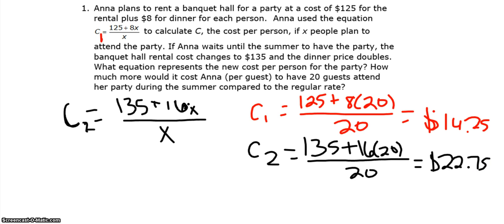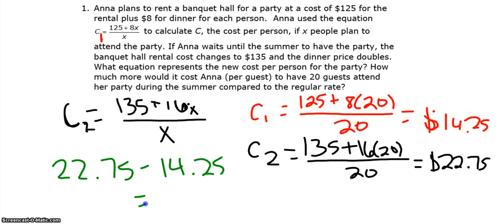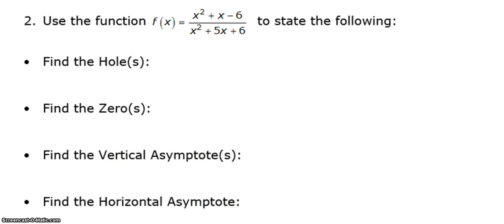Okay, so now what I need to do is subtract. 22.75 minus 14.25, and that is equal to $8.50. So during the summer, it's going to cost her $8.50 more per plate or per guest instead of having it during the regular time. If you're lost at any point so far, go ahead and rewind this video and rewatch it. Alright, the next one.